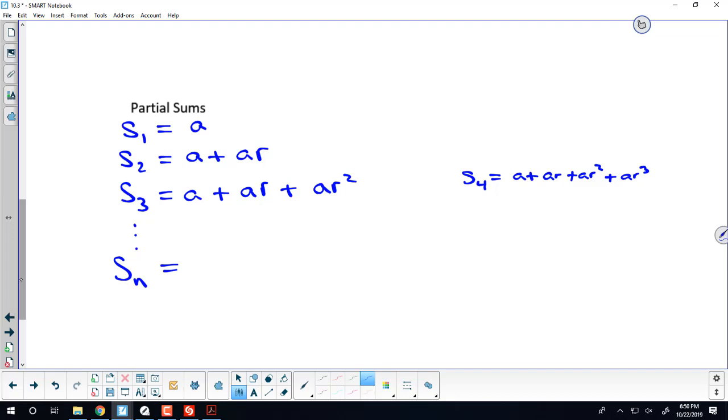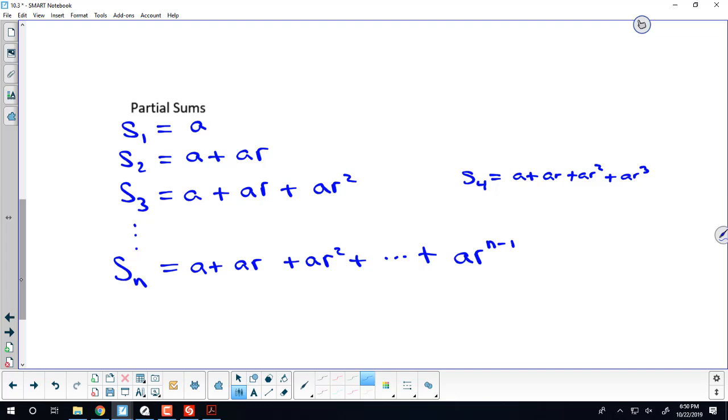But notice that for the third partial sum, we have a plus ar plus ar squared. Notice the index here: our third partial sum, we stop summing at r squared. The second partial sum, we stop when r is to the first. The fourth partial sum, we stop the sum when it's r cubed. So this S sub n, when would we stop this sum? Yeah, the n minus 1 power, right? It's a times r to the n minus 1.